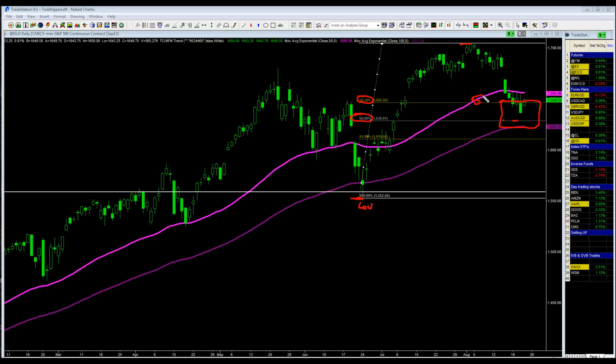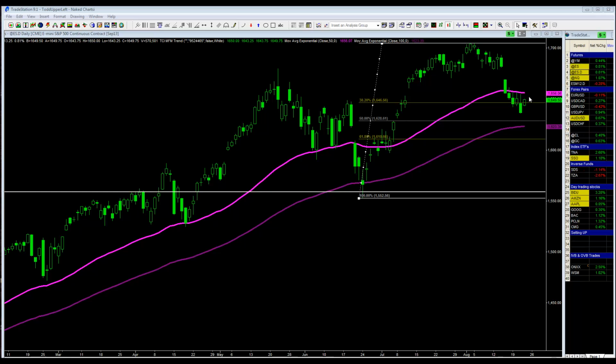We've got the 50 exponential moving average, the hot pink, and then the 200 right in here. So we're also trading right between the 50 and the 200. And since the market has started breaking down through the 50, I want to be just a little cautious in here, but we're still trading above that 200. And we've got the fibs, the 38 and the 50 sitting here.